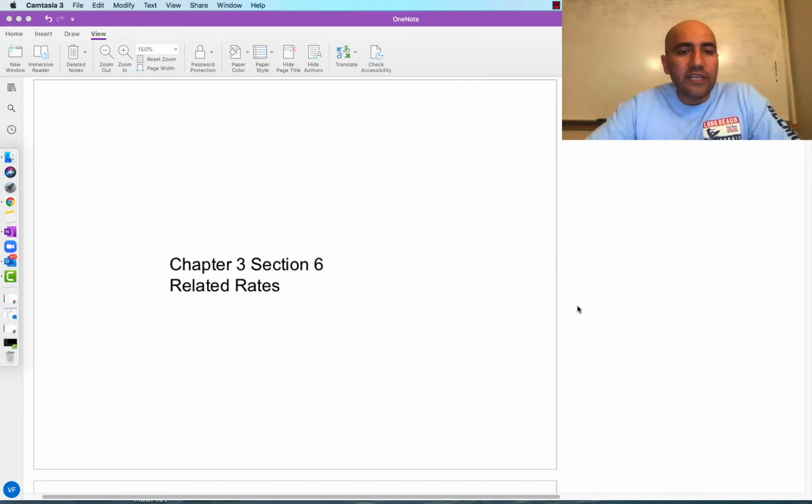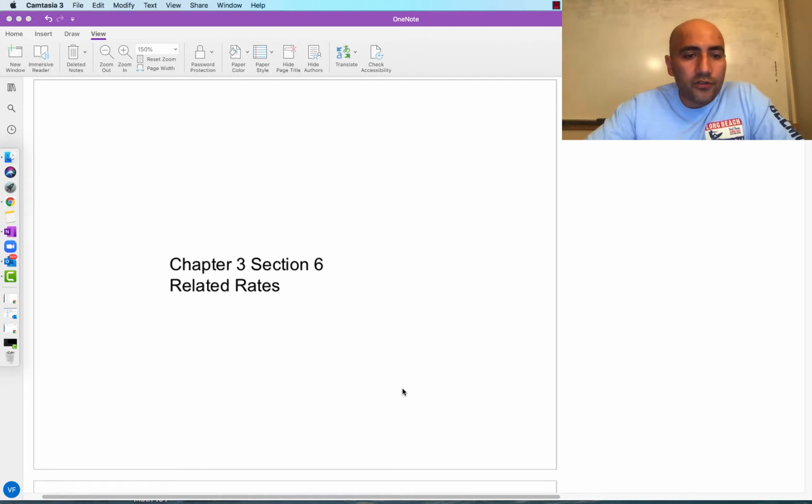Okay, Chapter 3, Section 6, Related Rates. In this section, we're going to be dealing with a lot of word problems. So it's a really tough section to work through, but I'll do several examples and hopefully you'll get the general sort of pattern that we follow to be able to do these.